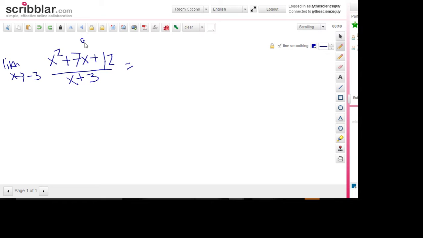You got 9 minus 21 plus 12. That's 0. When you stick that number into the bottom, what do you get? 0. So, that's kind of what I was talking about before. Whenever you see 0 over 0, there's something else that you can do to simplify this so you actually get a limit.